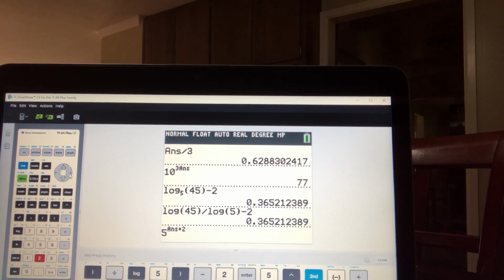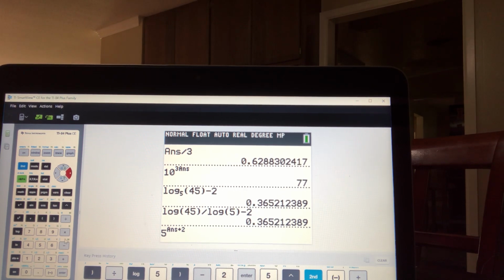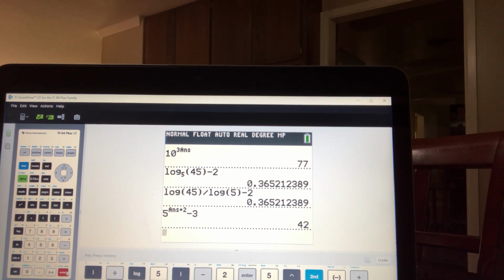So on my calculator, I know I have to go to the right arrow and then put in minus 3. But some of you might need to put the exponent in parentheses, like 5 and then parentheses, answer plus 2, before you put the minus 3. You'll have to play around with your calculator. So you get 42, which is what the original equation had. So that's correct.